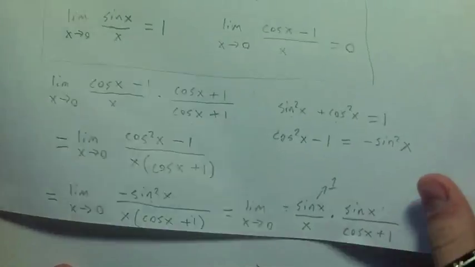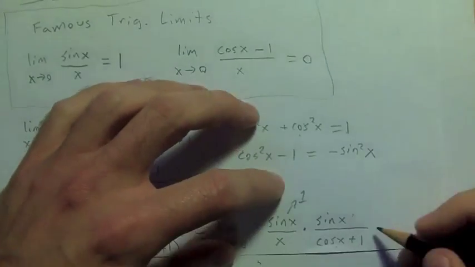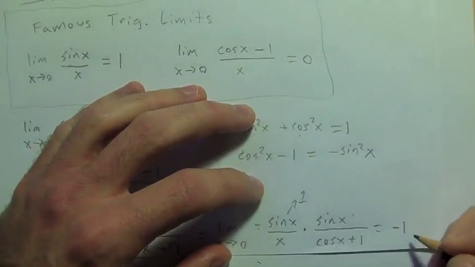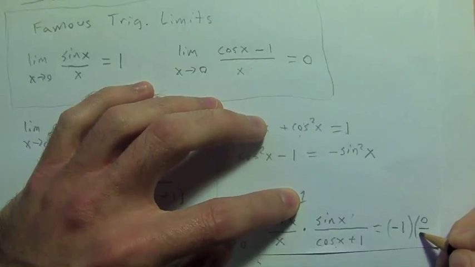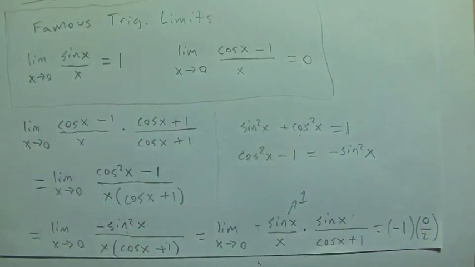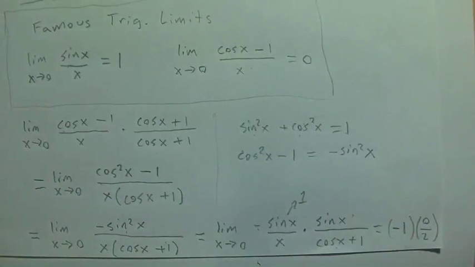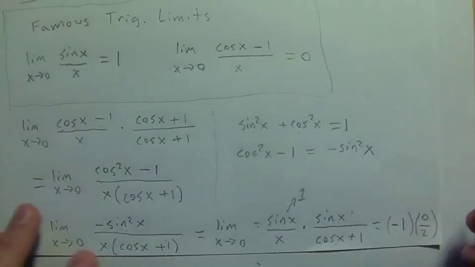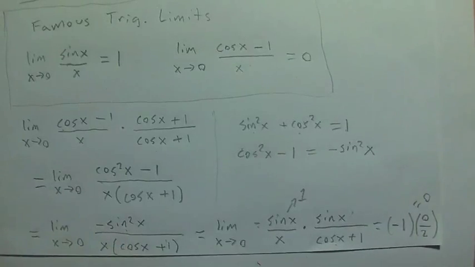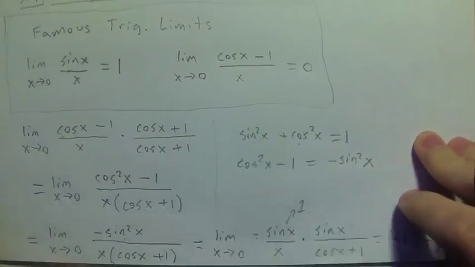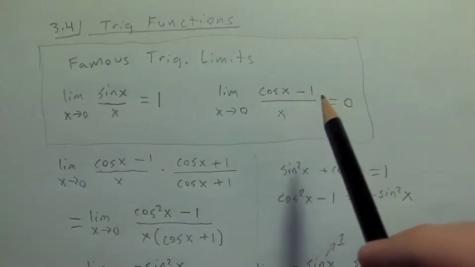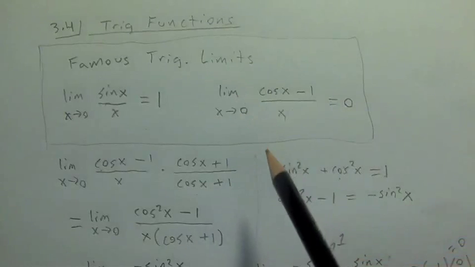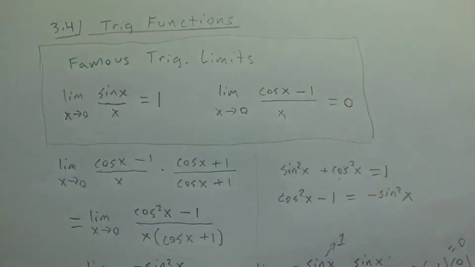So the whole limit comes out to be equal to negative 1, that's the first piece, times 0 over 2. And we plug everything in. And this whole thing comes out to be 0. Right? Let me write that up there like that, which is what we got here. Like cosine of x minus 1 all over x, we take the limit of that as x goes to 0, we get 0.